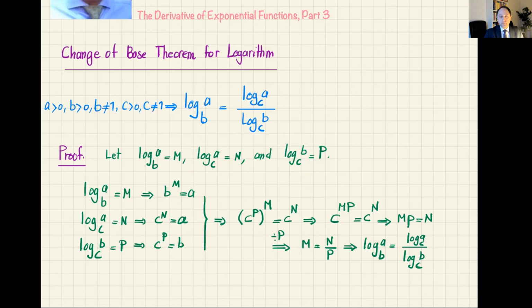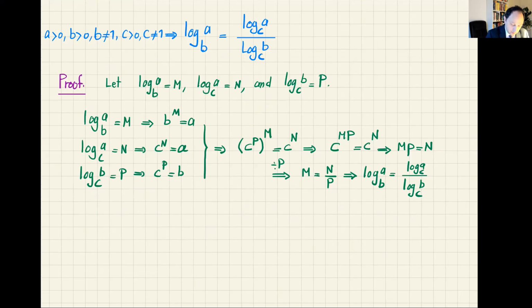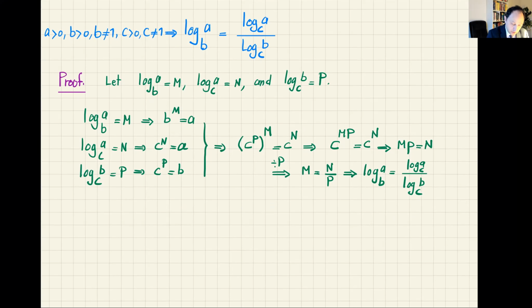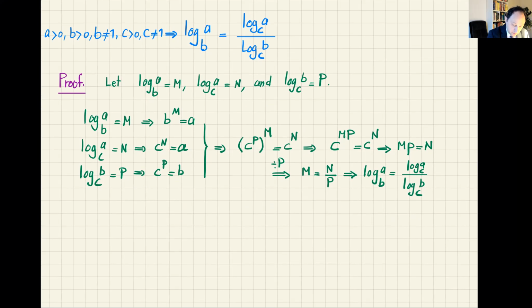Okay, so that is the change of base theorem for logarithm. But usually two versions of this are very interesting. So for example, let me write that formula. Let C be equal to 10. Okay, C should be positive and not equal to 1, so 10 is acceptable here. If I write C equals 10, what happens?